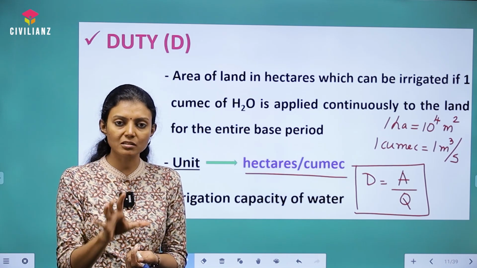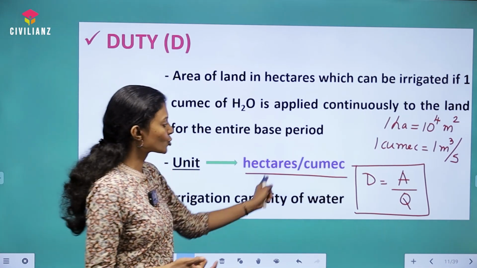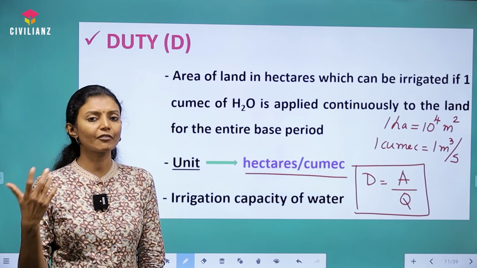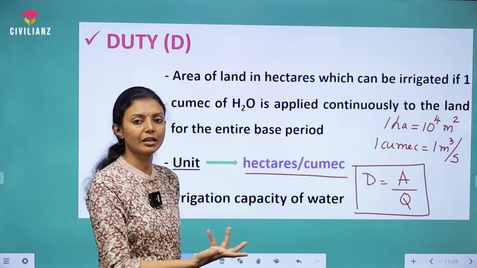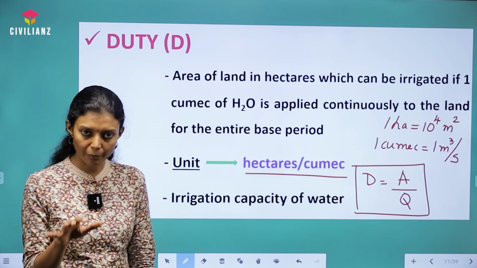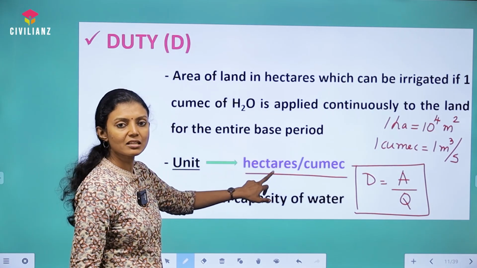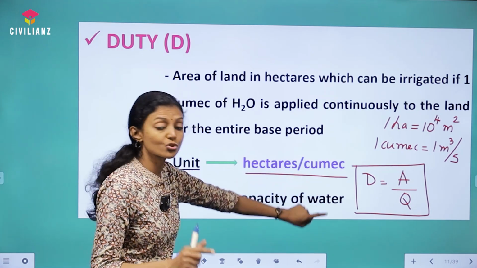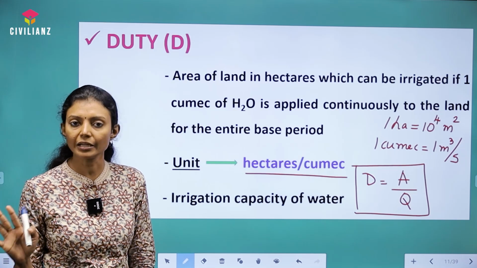So, what is the maximum area in hectares which you can irrigate using 1 cubic of water? That is known as duty. So, you don't have to learn these definitions by heart. You just have to look into the unit and explain what is duty. So, I will repeat once more. The maximum area of land in hectares which can be irrigated using 1 cubic of water. That is exactly what duty is.